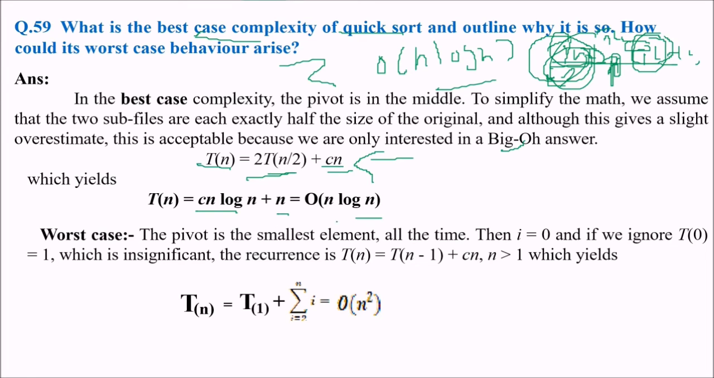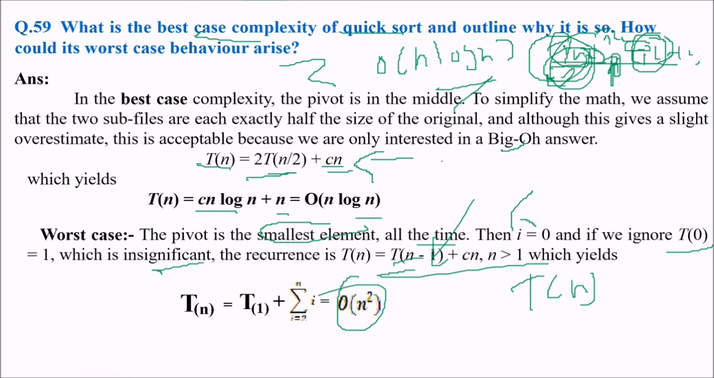Worst case will be when the pivot is the smallest element all the time, then i equals 0. So we ignore T(0), which is insignificant now. The recurrence will only be T(n) = T(n-1) + cn. Why? Because the pivot is taken as the smallest element, where n is greater than 1. So if you find the complexity of this expression using back substitution, it will be nothing but order of n squared. Okay, because this cn, the sigma will be from 2 to n of i, and that will be nothing but order of n squared.